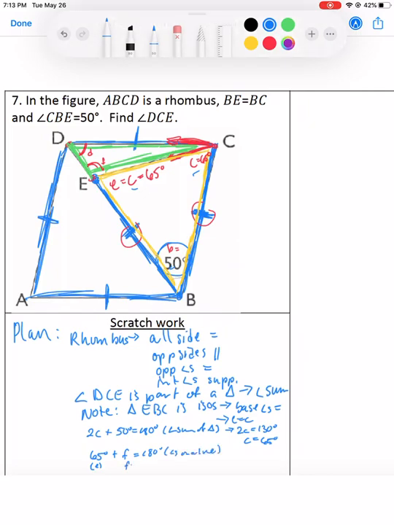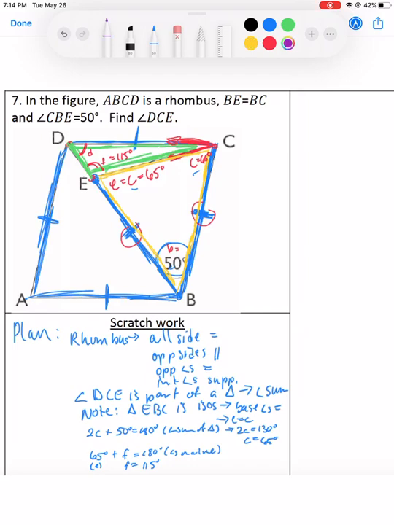Okay, so F is going to equal 180 minus 65, which we get 115. So F is 115. We got one of the two angles. Now, how am I going to get angle D? That's the tricky part. Angle D. Let's go ahead and use purple.